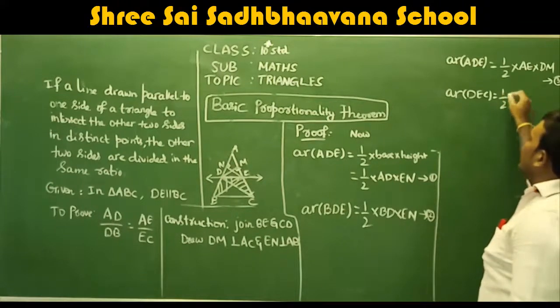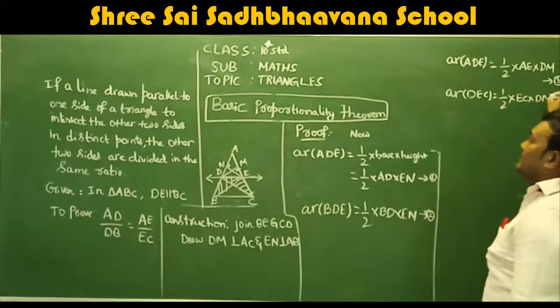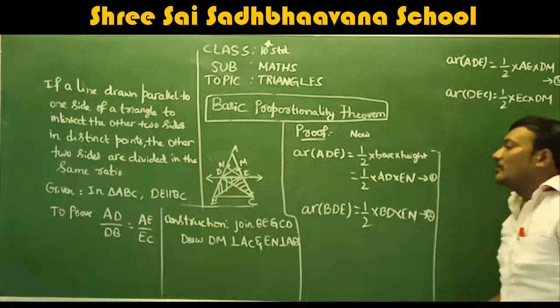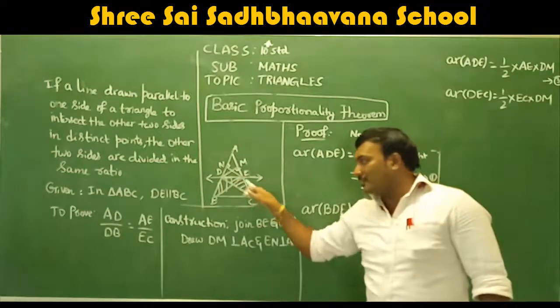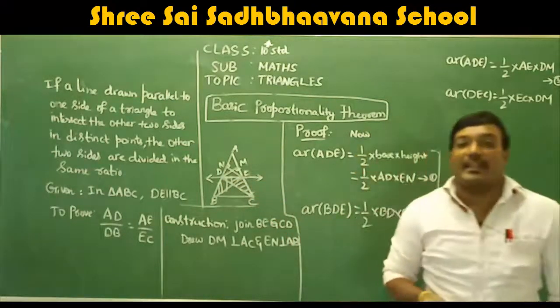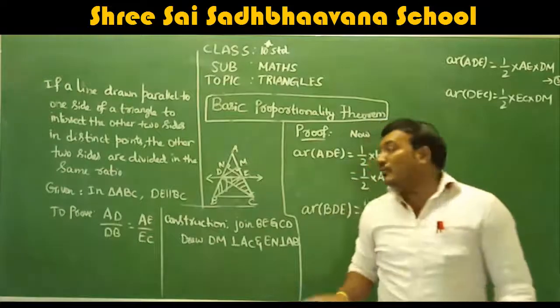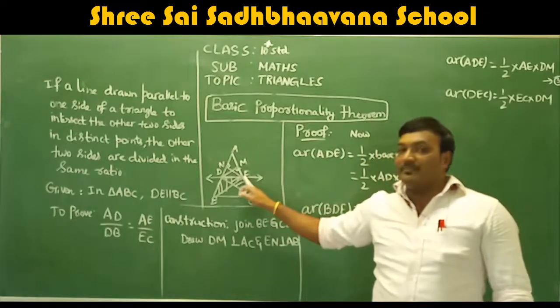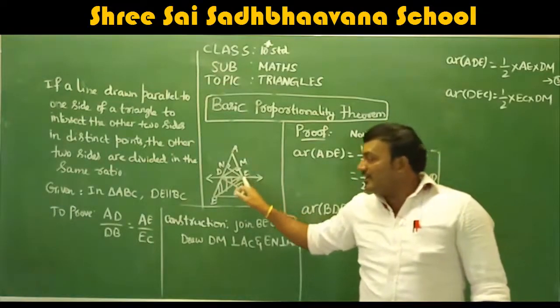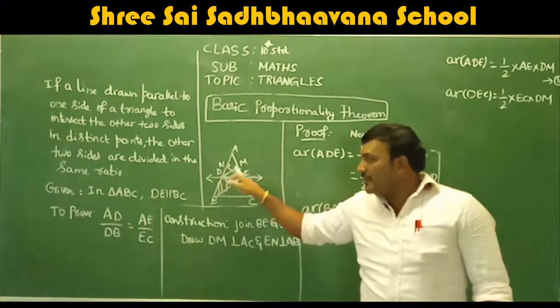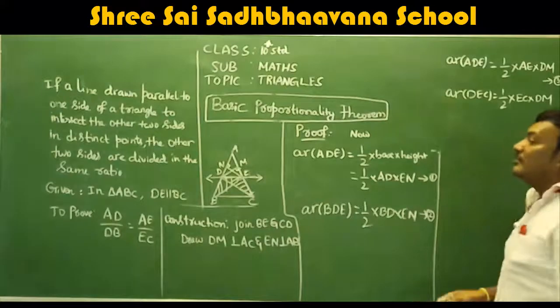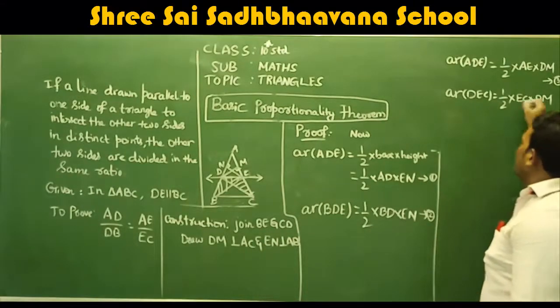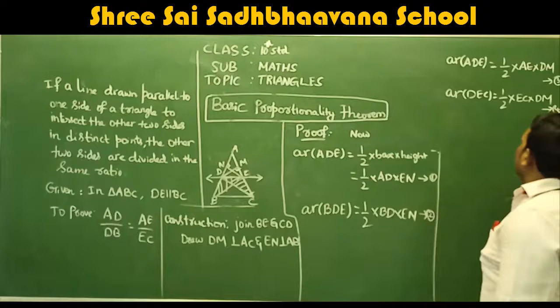So area of triangle DEC is half into EC into DM. Correct? Understood? So as I said, again repeating, DEC is one triangle here. To find the area of a triangle, we need the perpendicular. So I am considering EC as the base. I extended E to M and took one perpendicular from D, which is DM. So DM will be the perpendicular for the base EC, so area is half EC into DM.